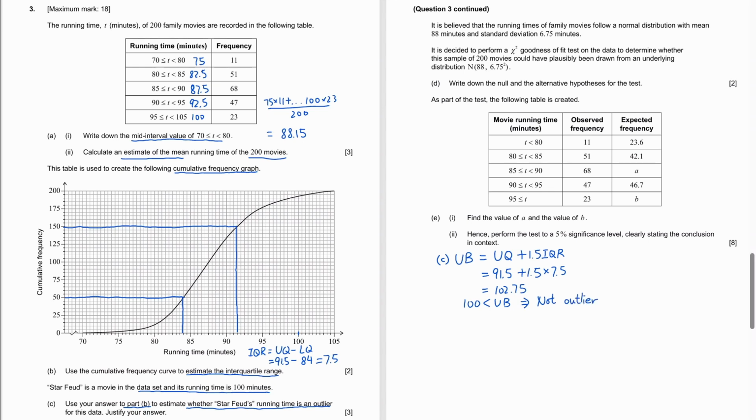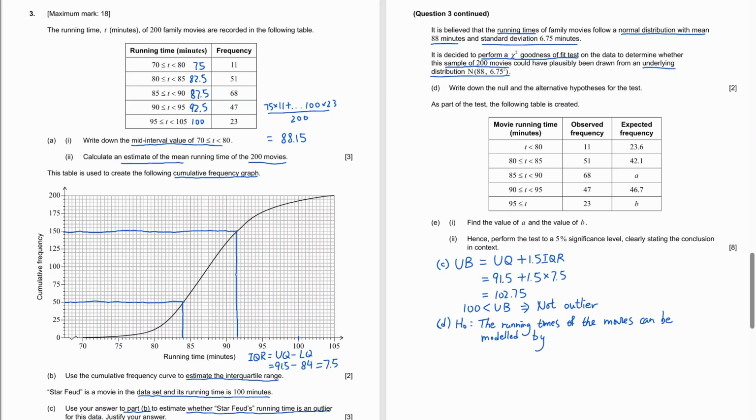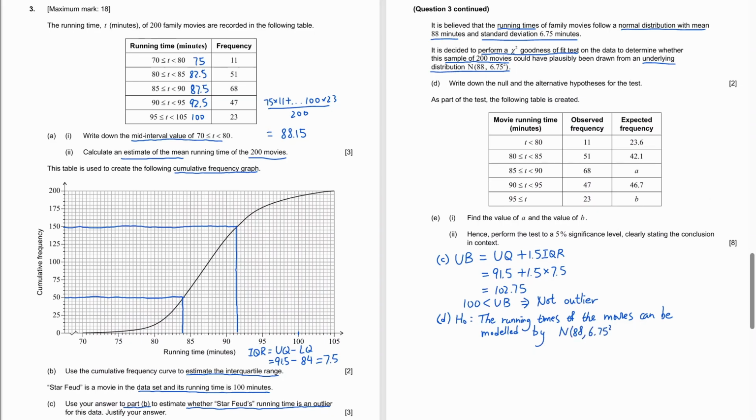Part D. We perform a chi-square goodness of fit test to check if a sample of 200 movies follows a normal distribution with mean 88 and SD 6.75. We first write down the hypotheses. The null hypothesis: the running times of movies can be modeled by this normal distribution. The alternative hypothesis: the running times cannot be modeled by this normal distribution.